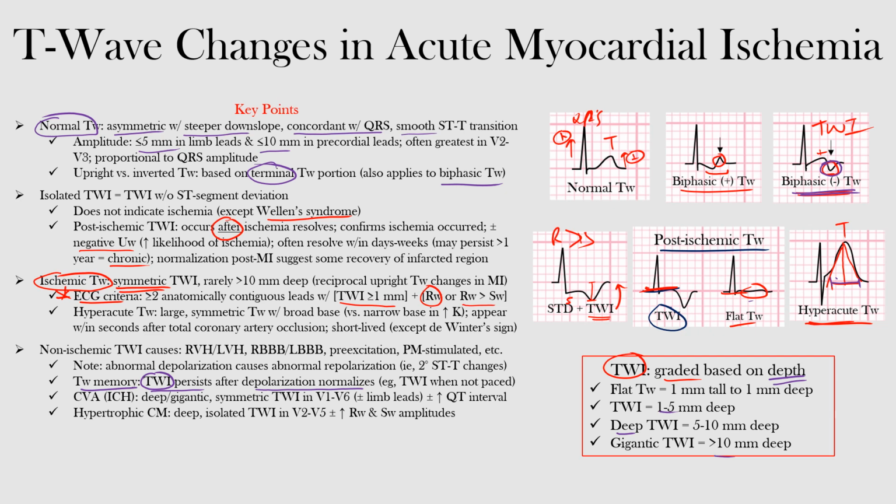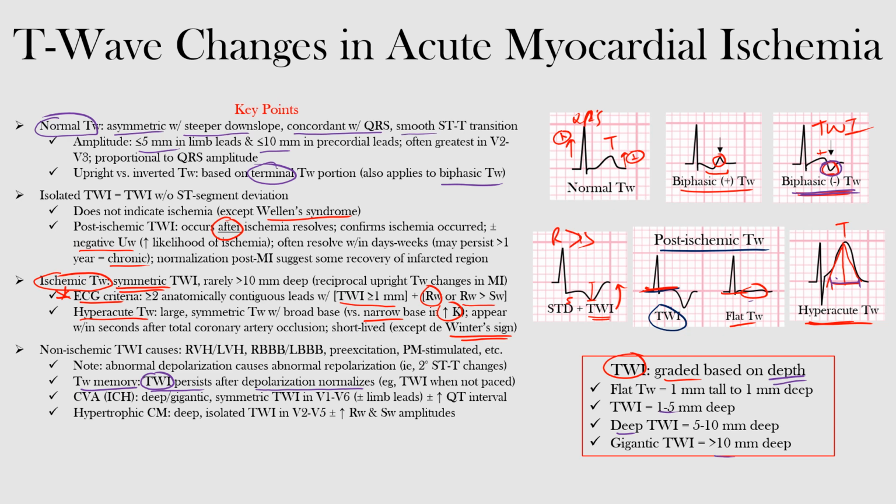In terms of these hyperacute T waves, also a sign of ischemia. Remember, they happen right after occlusion of the artery, so oftentimes we don't even see them, okay? They're large symmetric T waves with that broad base. Remember, with hyperkalemia, okay, we had a narrow base, okay? And there's an exception where they tend to last longer, and that's de Winter sign, which we will also discuss in an upcoming lecture.